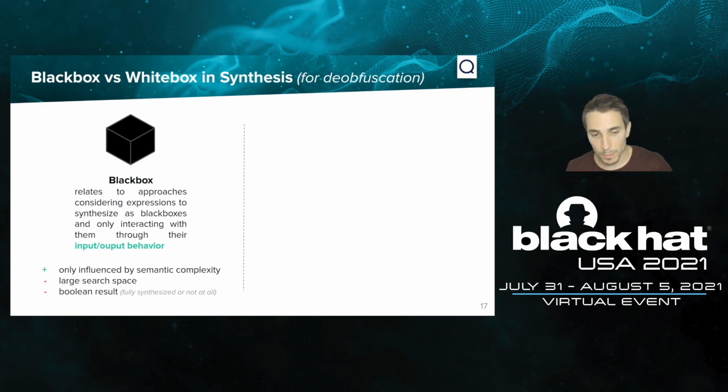The purely black box approach, when we say black box, usually refers to comparing the input and output behavior of a program. So you're not considering the semantics, which is a good thing when you're dealing with obfuscations. But you have a huge search space to look through, and the result is Boolean, because either you synthesize it all at once or you do not synthesize it at all.